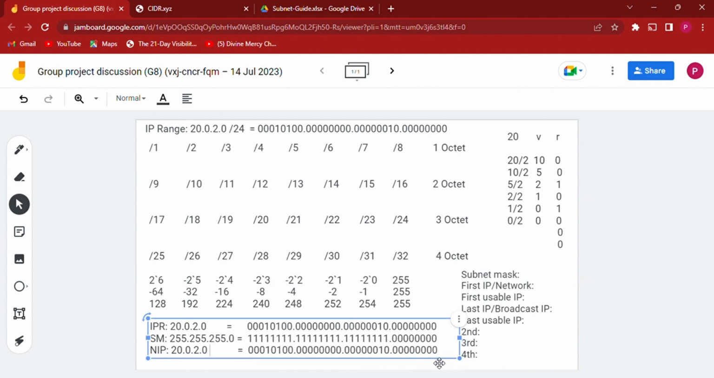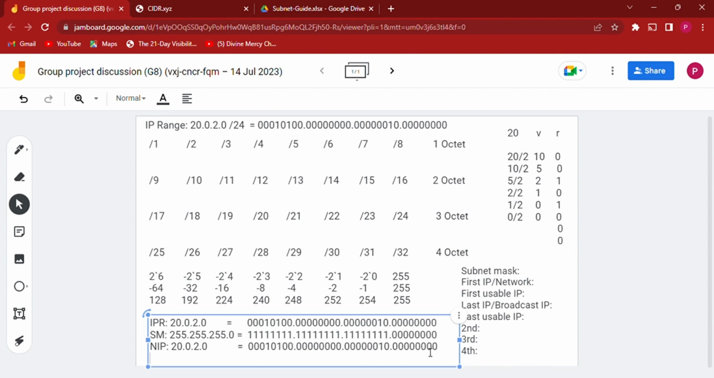Okay, so that's what you are going to get, and that is the first IP address, but it's not the first usable, right? The first usable IP is the IP address that comes immediately after the network IP, the first IP. So that one will be 20.0.2.1.